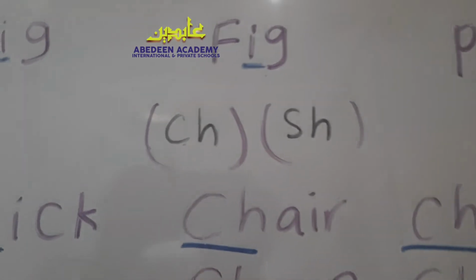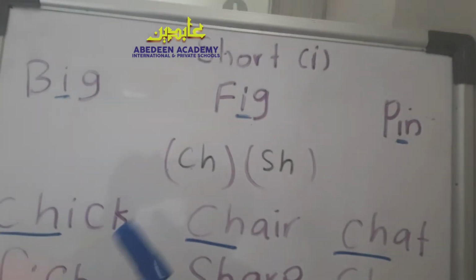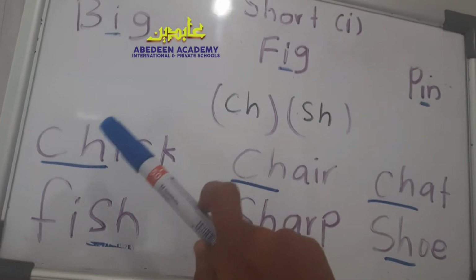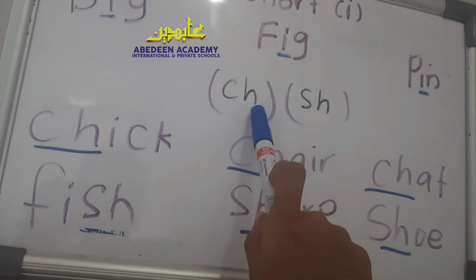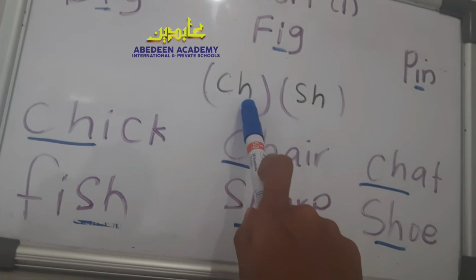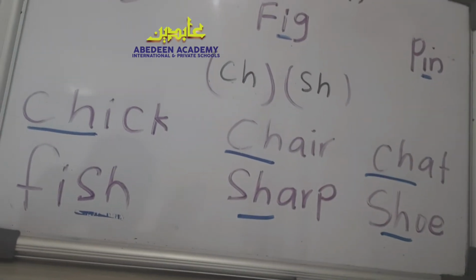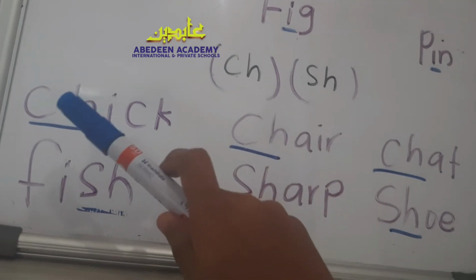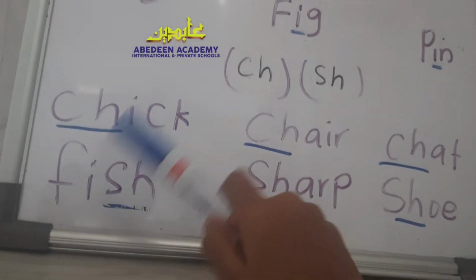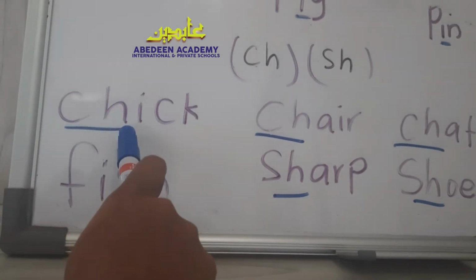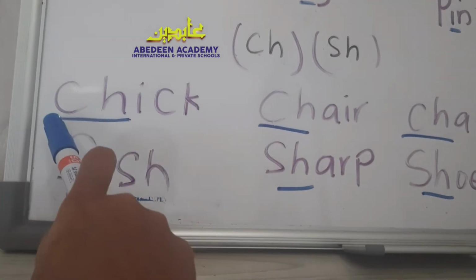Okay, so the new letters that we want to learn for today is CH. If we see CH together, how can we read them? Cha, very good. So CH together is cha, right? Let's see examples for CH, cha. Okay, we have here CH. How are we gonna read this one?